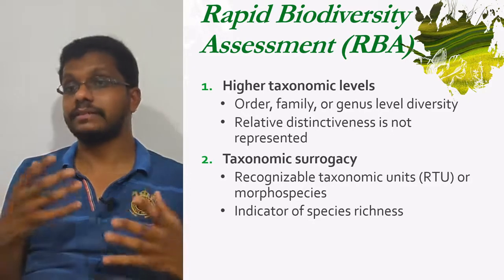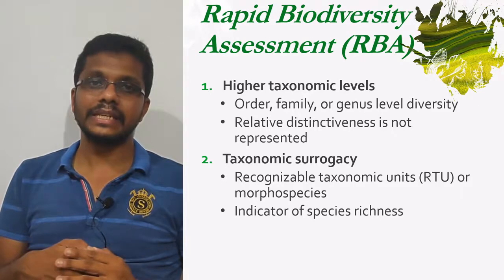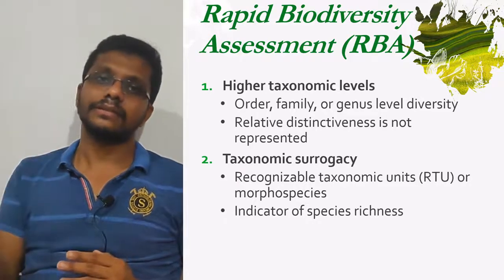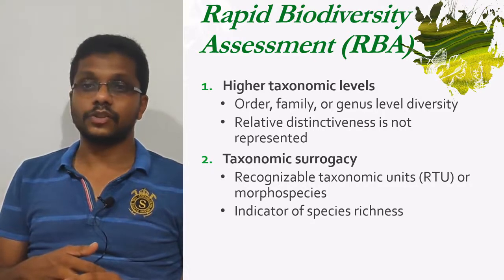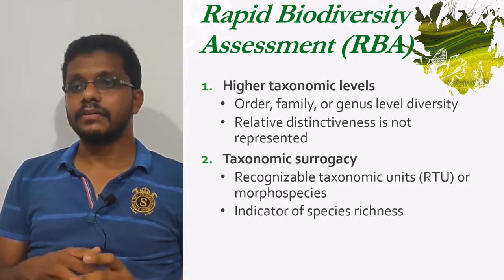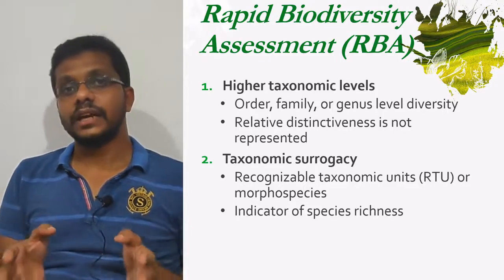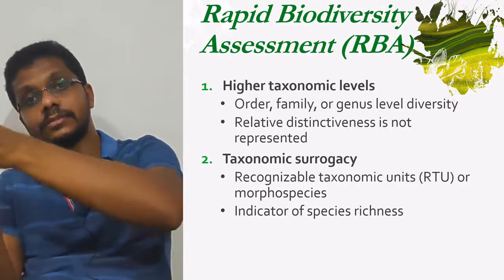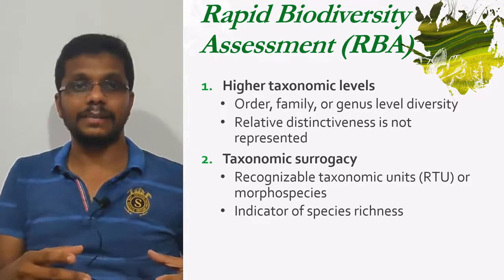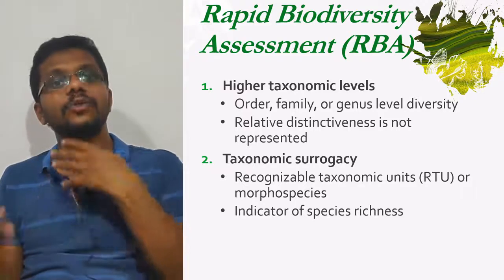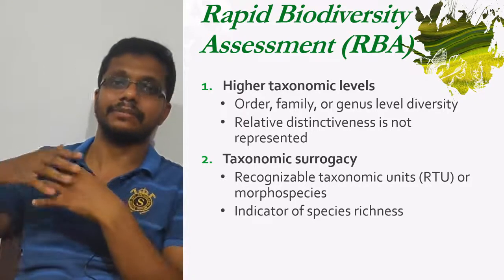So we have several methods, which are actually not an absolute measure of biodiversity, but which make the best guess. The first one is higher taxonomic level. In this method, we are studying only organisms at a higher taxonomic level. Instead of studying how much diversity there is in a species, we are studying how much diversity there is in an order, or in a family, or in a genus. And based on that measurement, we are projecting our data to the species level diversity.